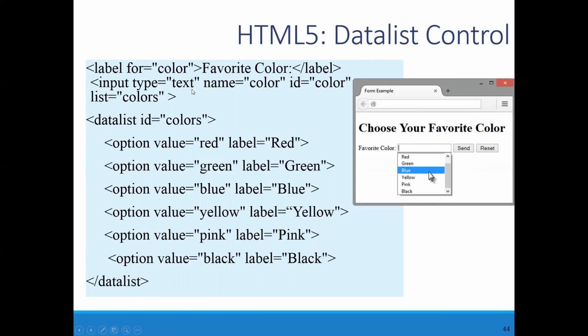Now notice here in the form, my data list has an ID of colors, and my name has an ID color. My ID for the form control is color, but my list is associated with the list of IDs. So all these individual values, red, green, blue, and so on, or if they were to provide this in the text box portion, these would be the values that get passed over to the server as the name.